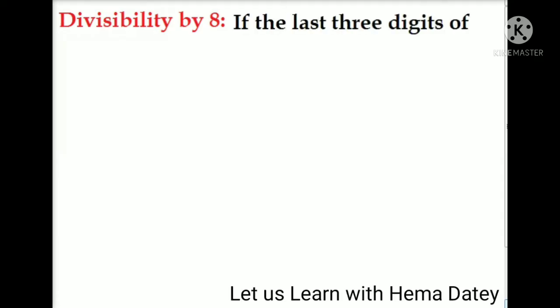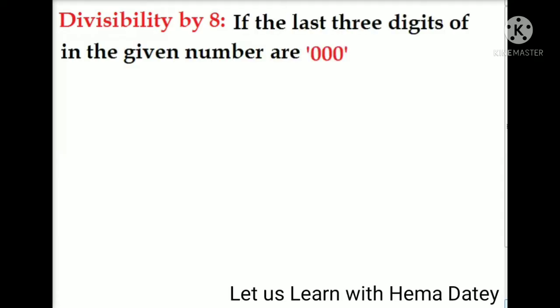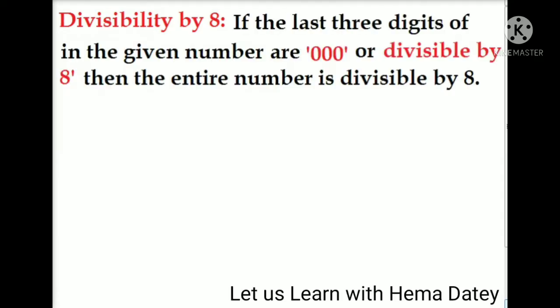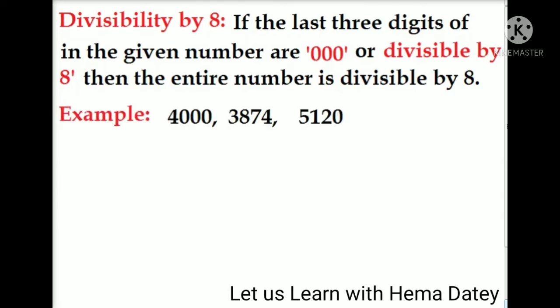Divisibility by 8. If the last three digits of the given number are 000 or divisible by 8, then the entire number is divisible by 8. Here the first number is 4000 and the last three digits are 000. So this number is divisible by 8.